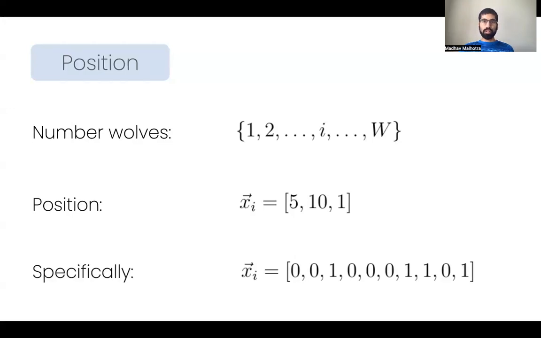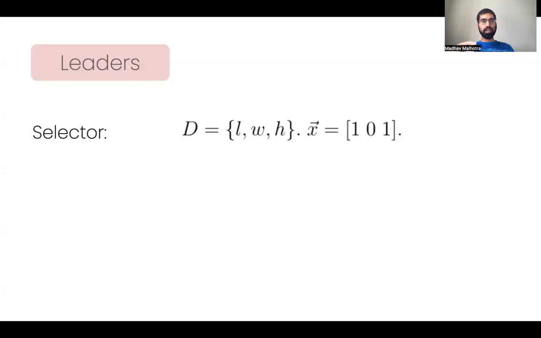To give you a practical example, in a simple case where you don't have 50 statistics about network requests, which is hard to visualize, let's take a dummy dataset D. It has 3 features: the length, width, and height of an object. Say some wolf has a position vector of 1, 0, 1. We can use these ones and zeros to figure out which of these statistics from the dataset to keep around.